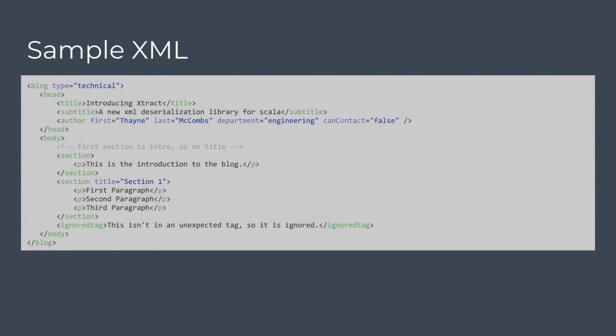So here's some sample XML that we'll be using in the sample code that I'm about to show you. So it's just some XML representing a blog post. So it has some metadata in the head. We have some attributes, and some tags.